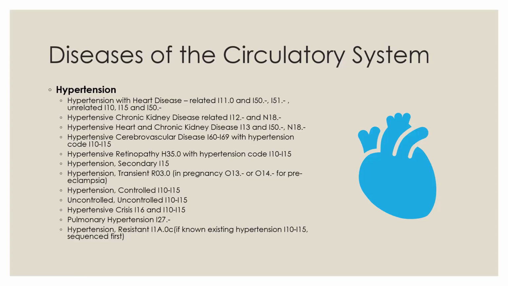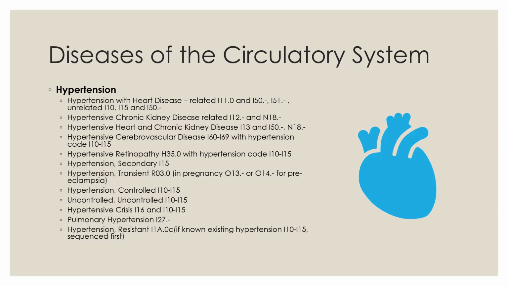Number 8, hypertension controlled. This diagnostic statement usually refers to an existing state of hypertension under control by therapy. Assign the appropriate code from categories I10 through I15 for hypertensive diseases. Again, there is not a specific diagnosis code for controlled. Hypertension I10 is all that's needed if it's just stated as controlled hypertension.